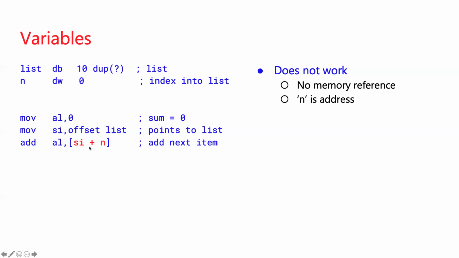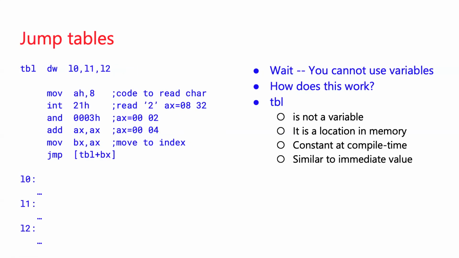Question? Yeah. On the last slide, the previous slide? Yes. Yeah. This one right here. This jump instruction right there. I noticed that there are square brackets around TBL plus BX. Do you want that in this case? Because you're not saying take the piece of data that this points to and jump to that, because that wouldn't make any sense. That is what you want.